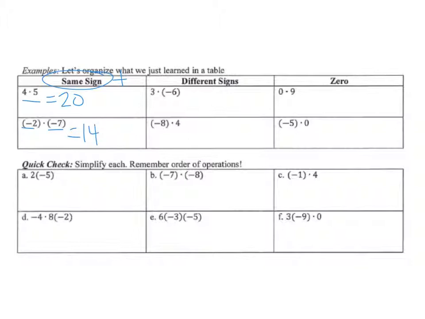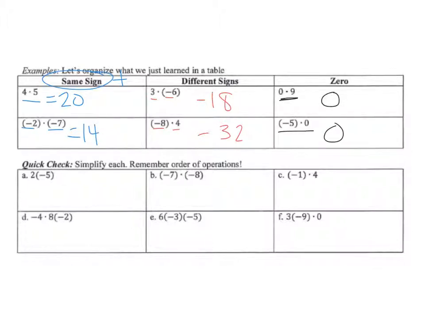The next table has different signs. Positive 3 times negative 6 is negative 18. Because one is a positive, one's a negative. If they have different signs, it's going to be a negative. Negative 8 times 4 is a negative 32. And we just learned that when you multiply anything by 0, you get 0.